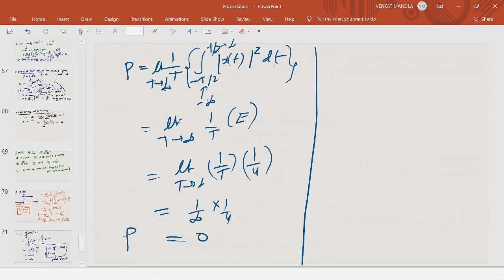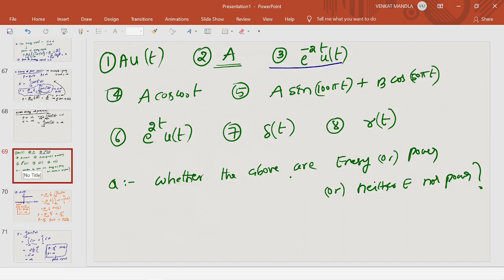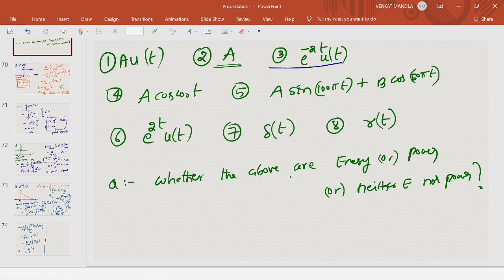e power minus 2t u of t is an energy signal. And a cos omega naught t, a cos omega naught t is a periodic signal. All periodic signals are power signals. So that's it, we can prove this.